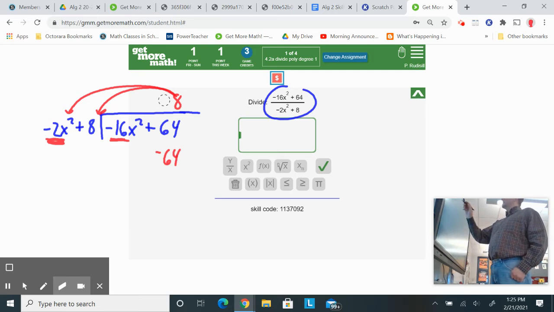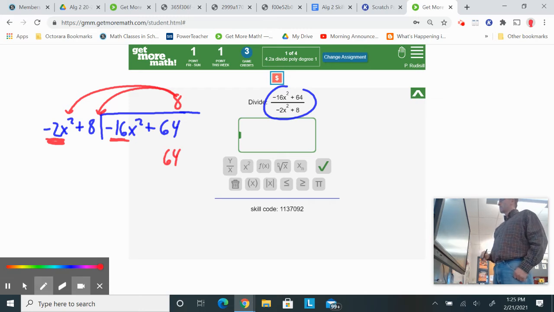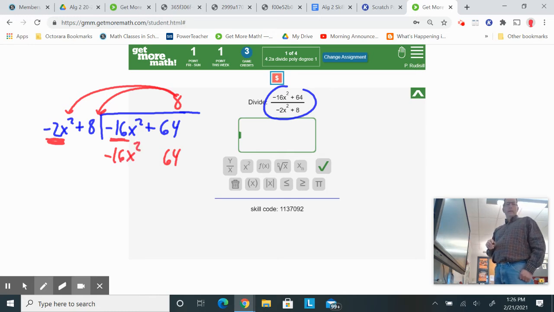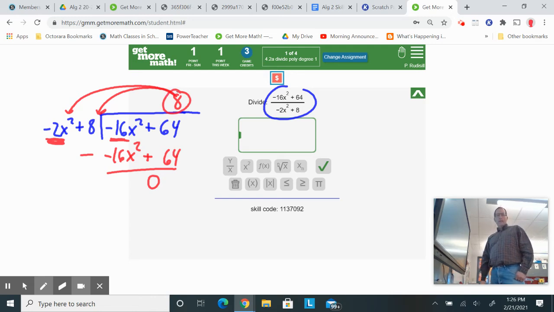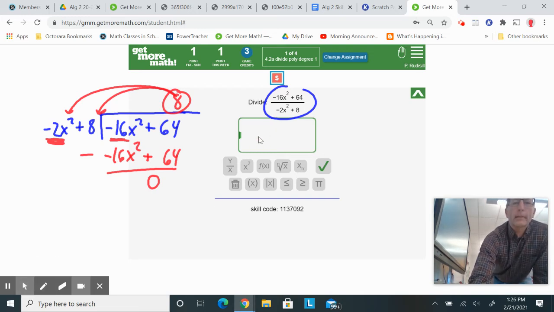So I'm going to erase the -8. So 8 times 8 is 64. 8 times -2x squared is -16x squared. So I want to eliminate that first term. So instead of a -8, I needed a positive 8. And there's a plus sign. I go to subtract. And notice the x squareds get eliminated. The 64 is going to eliminate it. There's no remainder. So my final answer is an 8. So type that into our answer box.